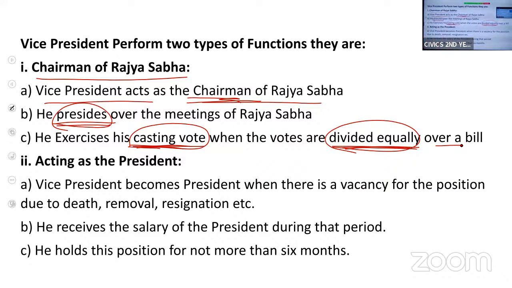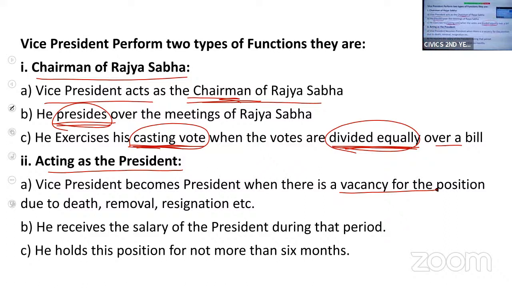Then the second function of the vice president is, he acts as the president. He is an acting president. When will he become a president? A vice president becomes the president when there is a vacancy to the position or office of the president. Under what conditions will that office be vacant?